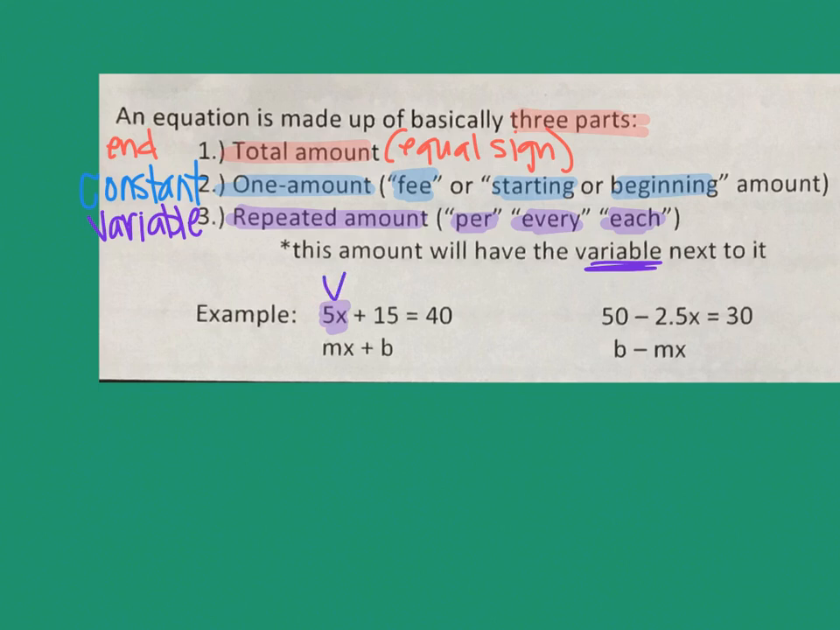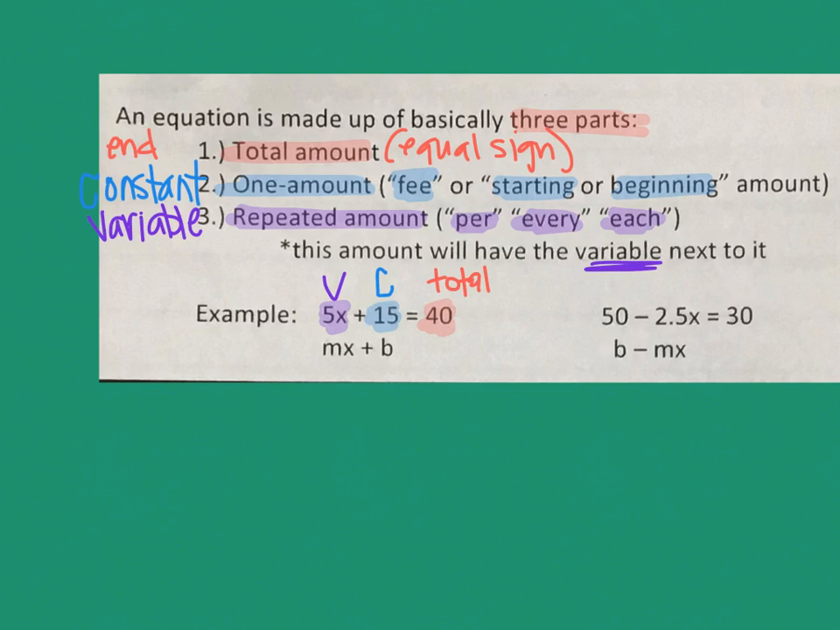So an example down here at the bottom, 5x, I'm going to label that with a V for my variable. 15 only happens one time, so I'm going to label that with my constant. And then the 40 was the total amount, and that's what is at the end, which I know you guys will be great at.